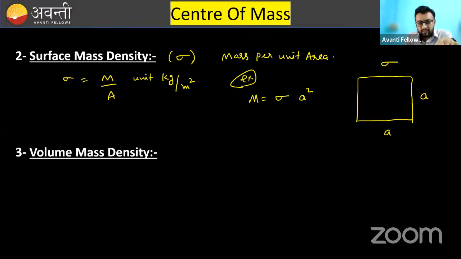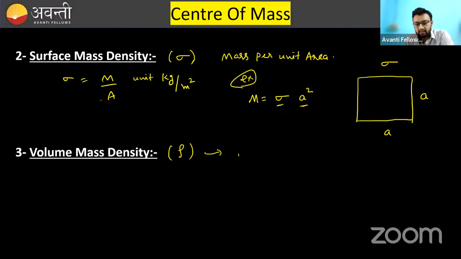Mass is equal to sigma into area. Sigma is the density. Area is A square. So if we know the mass density of the body, we can calculate the mass of the total body. Similarly, if mass is distributed in a body in a volume, then we can use volume mass density, which is denoted by rho.